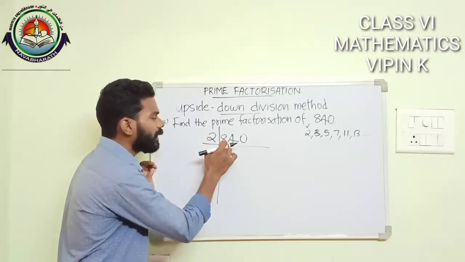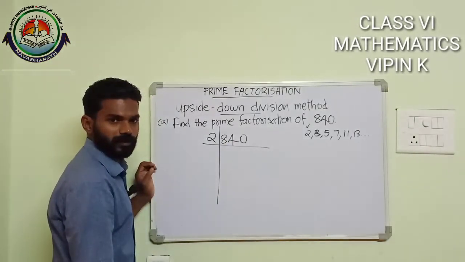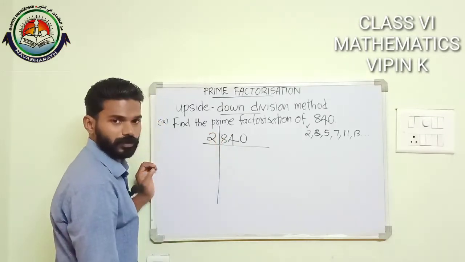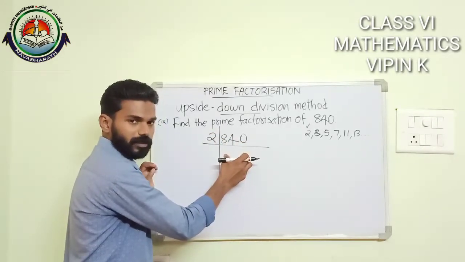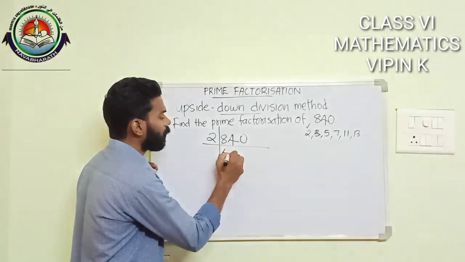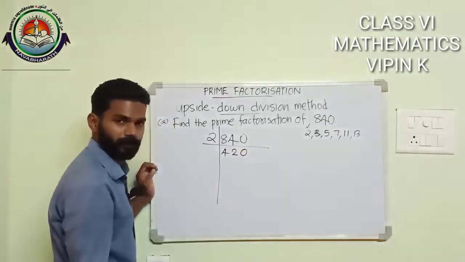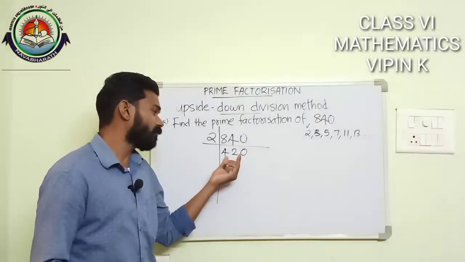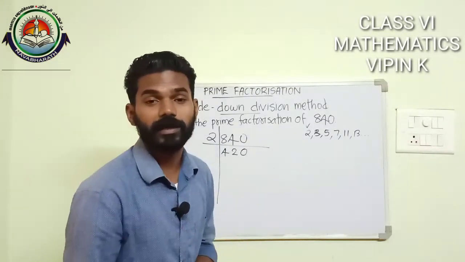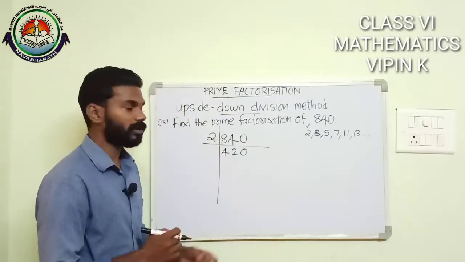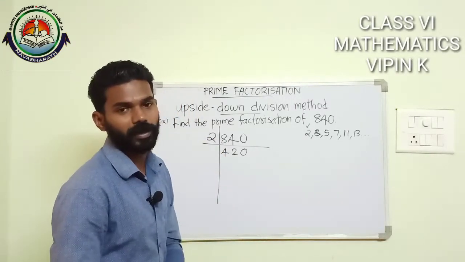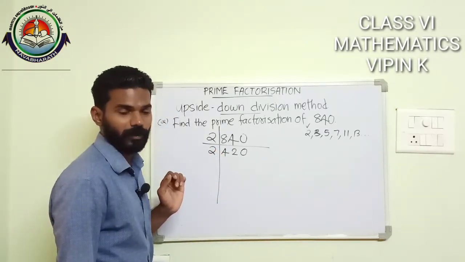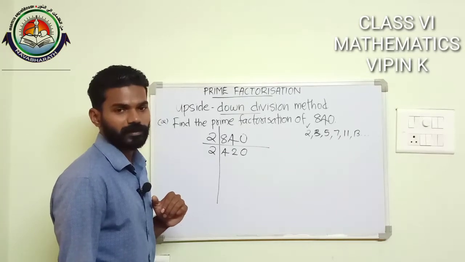Now I am going to divide 840. You know that when we divide 840 by 2, the half of 840 would be here, and half of 840 is 420. Clear? Again I am going to check whether the number 420 is further divisible by 2. You know that 420 again is an even number. So again it is further divisible by 2. Clear?